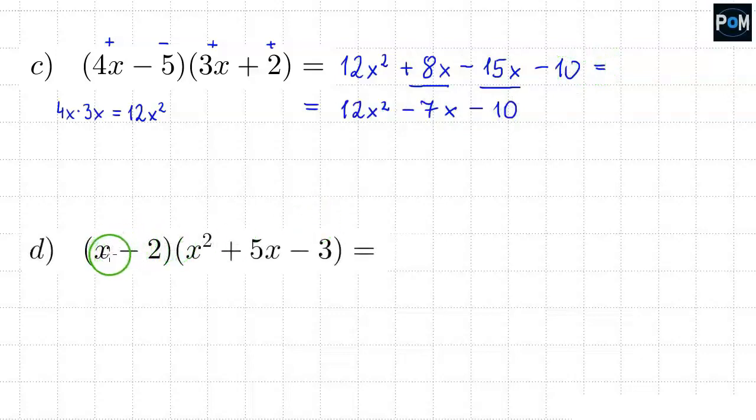Example D. Here in the first parenthesis, we have x minus 2. So there are two terms. X is positive, 2 is negative. And in the second bracket, we have three terms. X squared is positive, 5x is positive, and the 3 is negative.